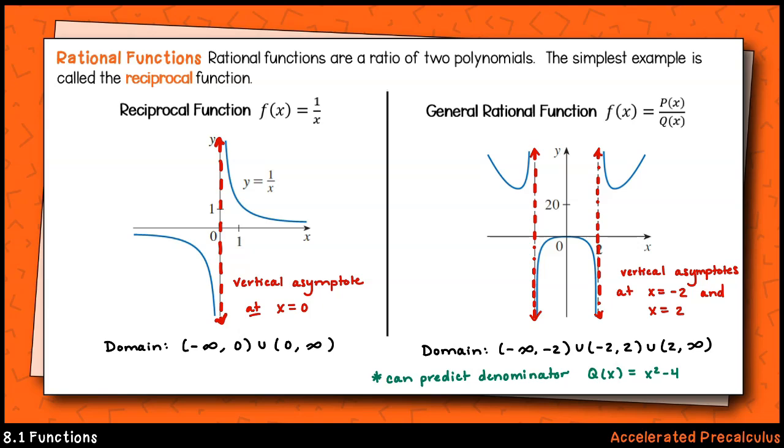With the reciprocal function, we need to exclude the value 0 from the domain. This shows up as a vertical asymptote located at x equals 0. With the example on the right, we exclude two values, both at positive and negative 2. This means that our denominator must be the difference of two squares, x squared minus 4, which factors to x plus 2 times x minus 2.